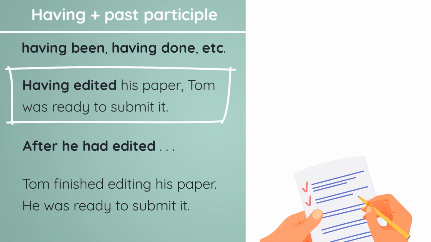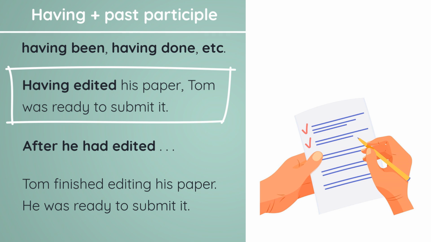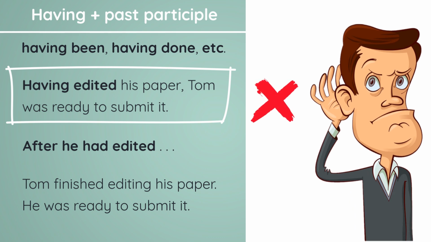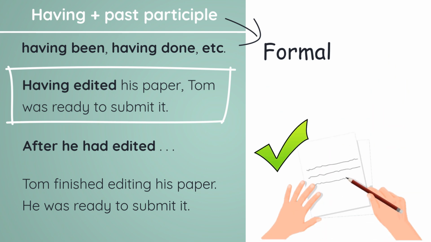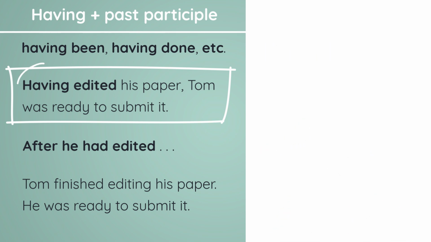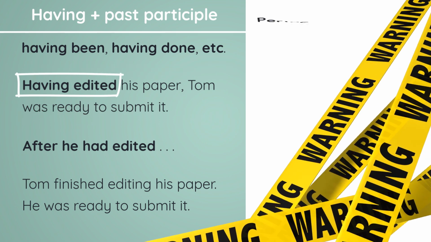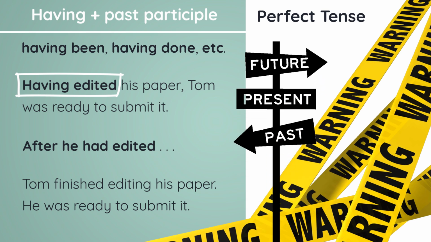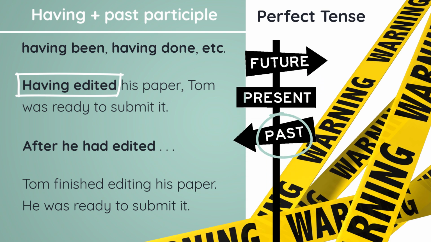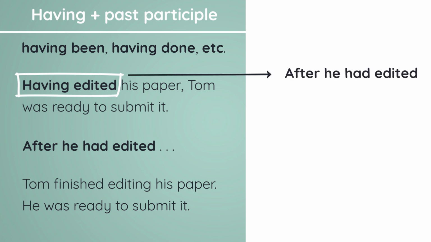So, having edited his paper, Tom was ready to submit it. Now, first of all, keep in mind that in spoken English, you probably won't hear this too much. It's a little bit formal. It's mostly used in writing, but in writing, it is very common to see this structure. So first thing you need to understand is that having is basically like a reduction of a conjunction, a subject, and a verb. What's very important to remember is that this is a perfect tense. Means that whatever action happened here is finished, is completed in the past. After he had edited. All of this squeezes to this.